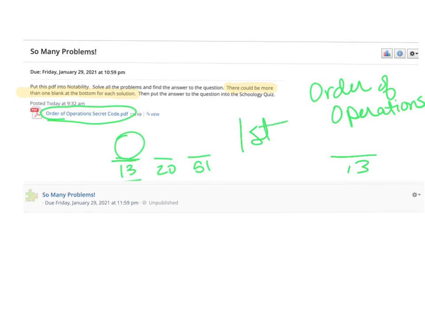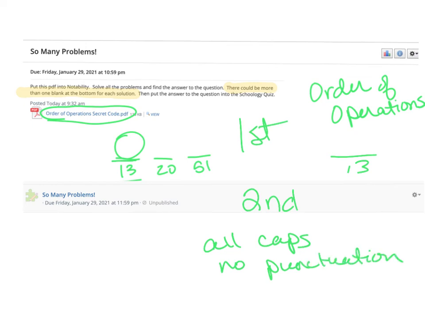Once you're done and you have the answer to the question, you're going to come down here to the Schoology quiz. The Schoology quiz is just one question. It's the question on the worksheet. You're going to type in the answer. You're going to type it in all capital letters and no punctuation. Okay? Got to learn how to spell punctuation.